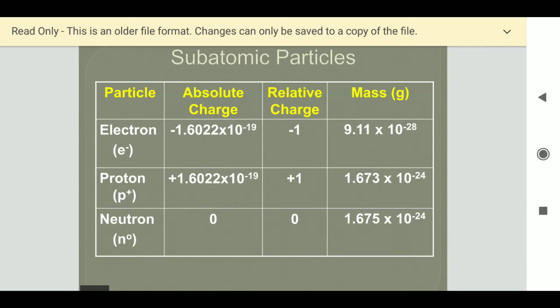This is the summary of the subatomic particles: electron, proton and neutron. The absolute charge on the electron, as I already told in my first video, is minus 1.602 times 10 to the power minus 19, the relative charge is minus 1, and the mass is 9.11 times 10 to the power minus 28. Next is the proton. Absolute charge is 1.602 times 10 to the power minus 19, relative charge is plus 1, and the mass is 1.673 times 10 to the power minus 24. The last one is the neutron. It is electrically neutral, so it has no charge, and the mass is 1.675 times 10 to the power minus 24.